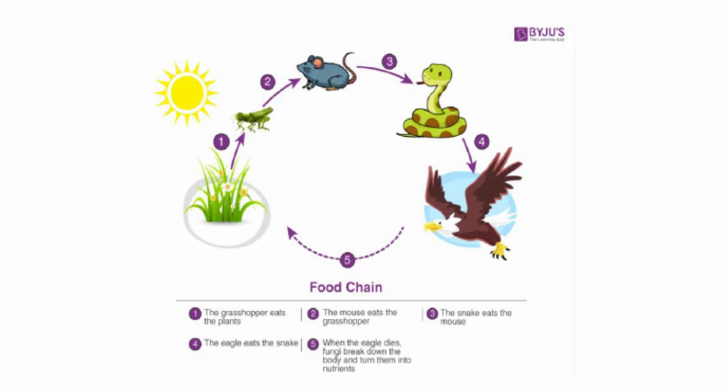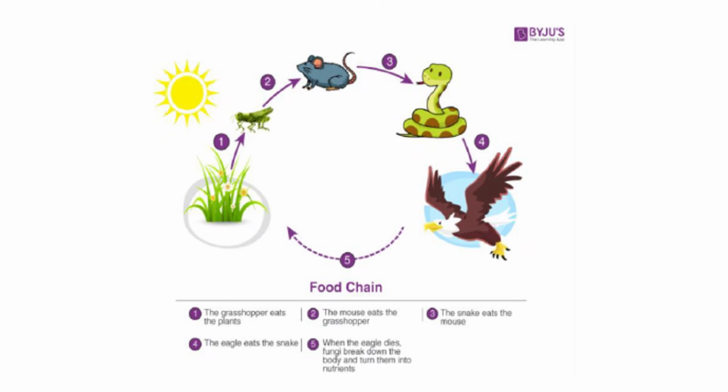So in the picture, it shows a food chain. So what is a food chain? It shows how energy and nutrients move from one living thing to another. It's a simple straight line showing who eats whom in an ecosystem. Each step in the food chain is called a trophic level. So let's go through the steps in the picture.